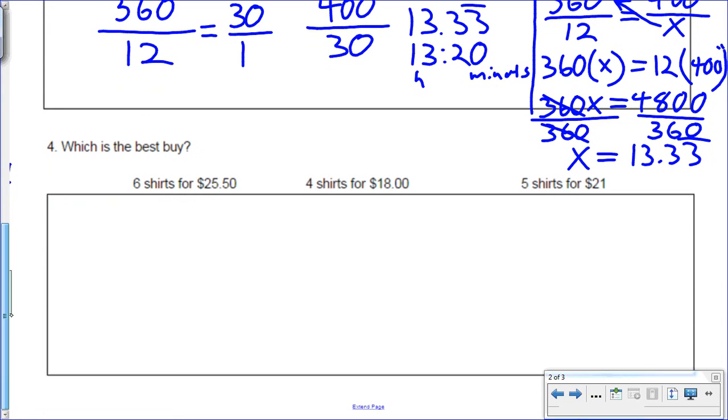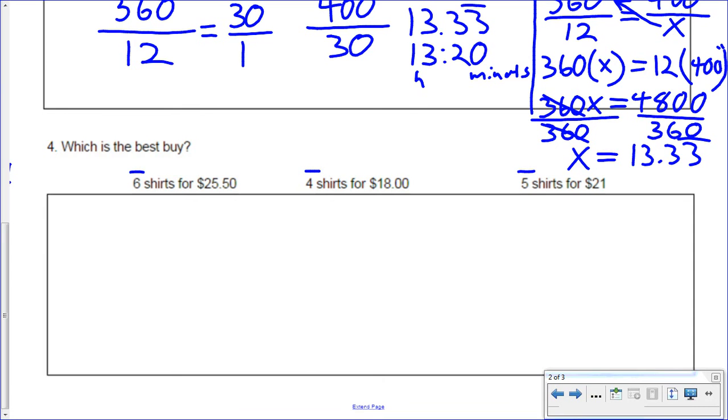Which is the best buy? 6 shirts for $25.50, 4 shirts for $18, or 5 shirts for $21. What we want is to figure out the lowest cost per shirt. That would mean that you have the best buy. That means you're paying the least for each individual shirt. Even though we're buying different quantities of shirts, we want to figure out how much for one shirt.